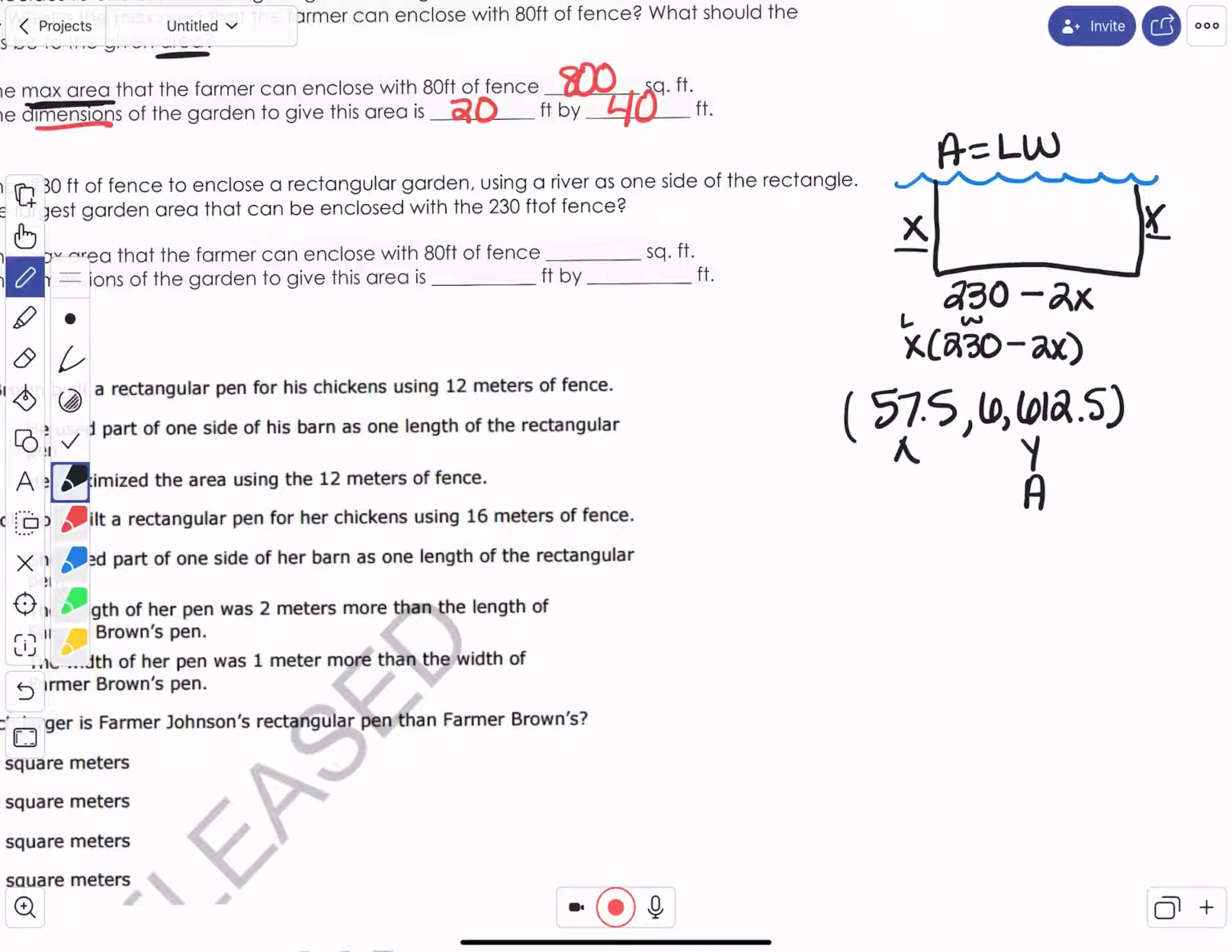Okay, so the 6,612.5 was the maximum area. The 57.5 goes here. And then I have to plug the 57.5 in here. So I do 230 minus 2 times 57.5, which is going to give me 115 when I plug that in. Okay. So that's how you do those type of problems.